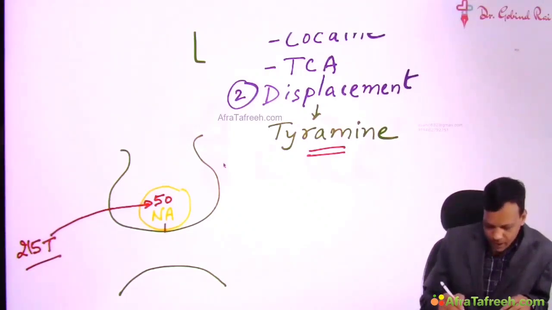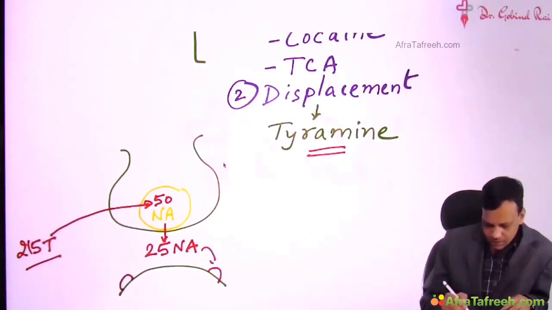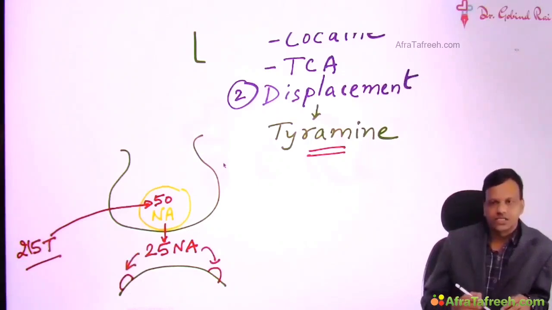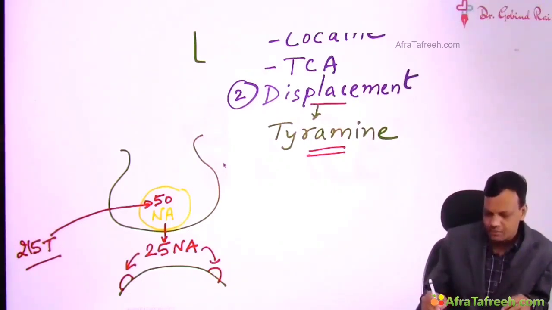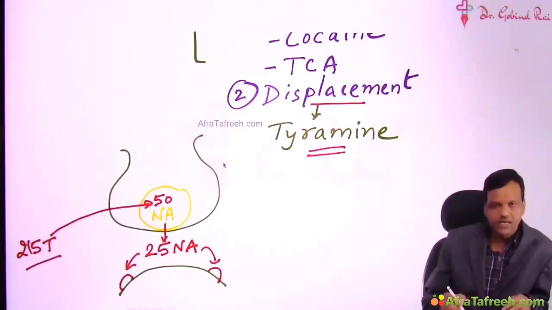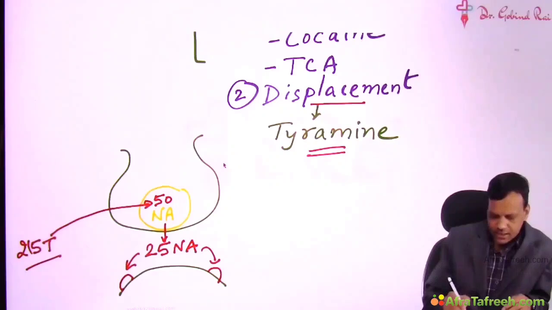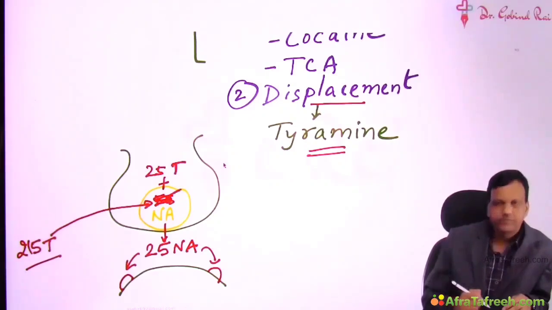So what will happen is, it will displace 25 molecules of noradrenaline in the synapse, which will start working on the receptors, and that will produce the sympathetic action. So this is called action by displacement. Drug will enter the vesicle and push noradrenaline into the synapse to produce the action. Now what is remaining in the vesicle is 25 molecules of tyramine and 25 molecules of noradrenaline.